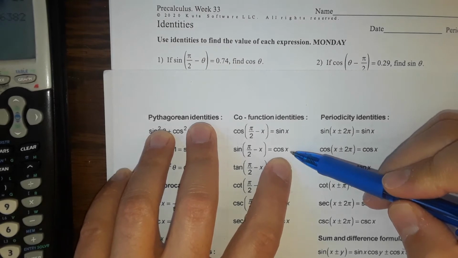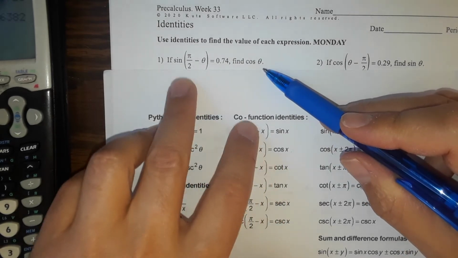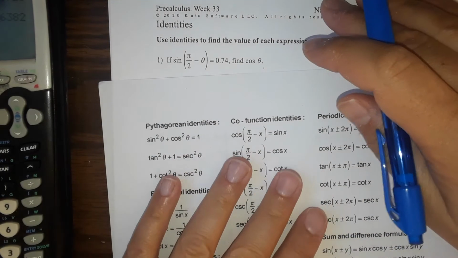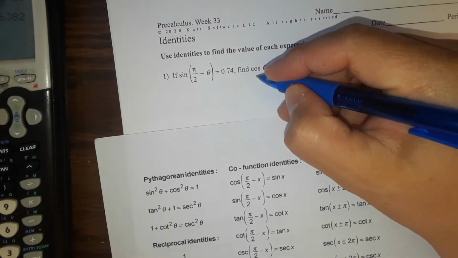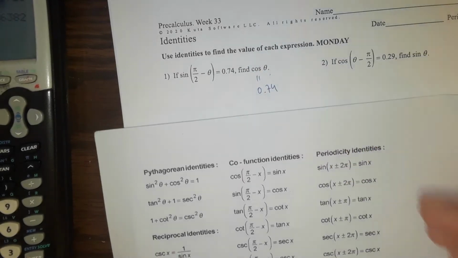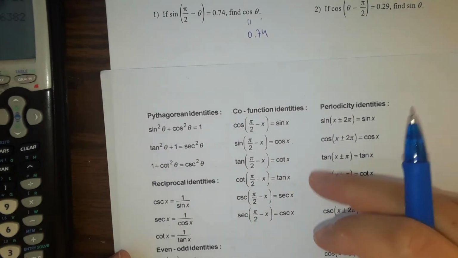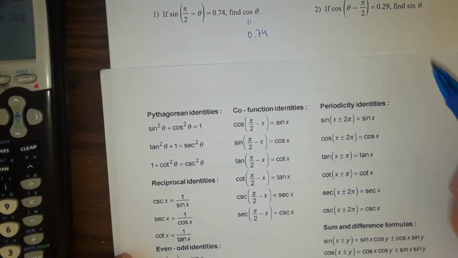cosine of x, right? So that's this. So that means that this has to be 0.74. So cosine of theta has to be 0.74. It's just straightforward. Okay? So please make sure you use the identities to do this exercise.